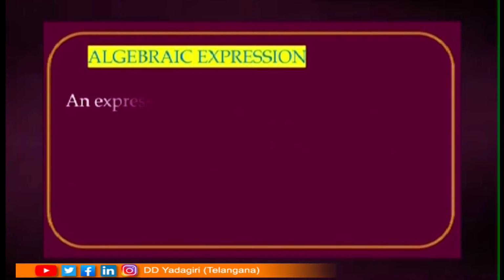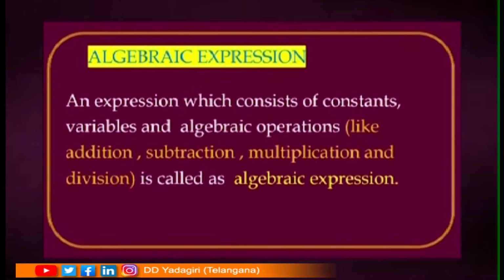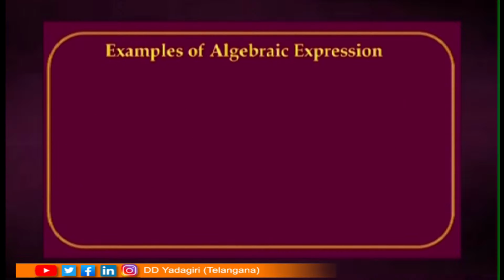What is an algebraic expression? An expression which consists of constants, variables and algebraic operators like addition, subtraction, multiplication and division is called an algebraic expression. So we'll take an example of an algebraic expression here.